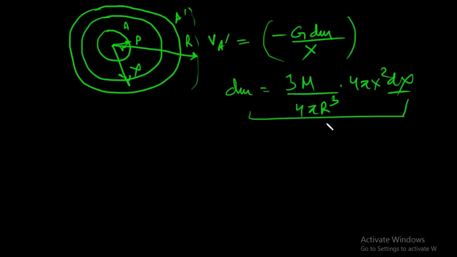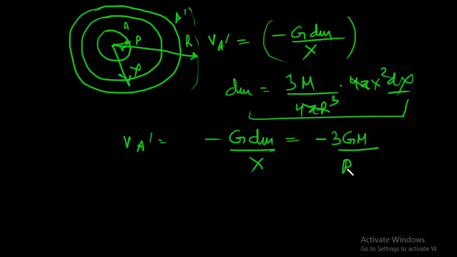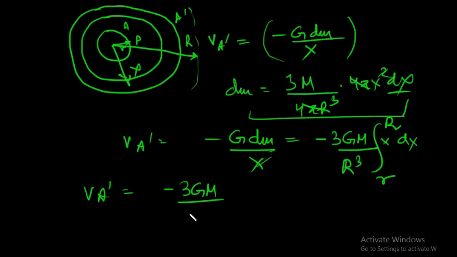Which is A dash. Now what would be the potential due to A dash? This would be equal to minus G dm by x, since point P is lying inside. This would be minus 3 G M, 4 π has got cancelled by R cube, x will cancel this, so we have x dx. Now this will vary from small r to capital R. V of A dash would be equal to minus 3 G M by 2 R cube times (R square minus r square), right?